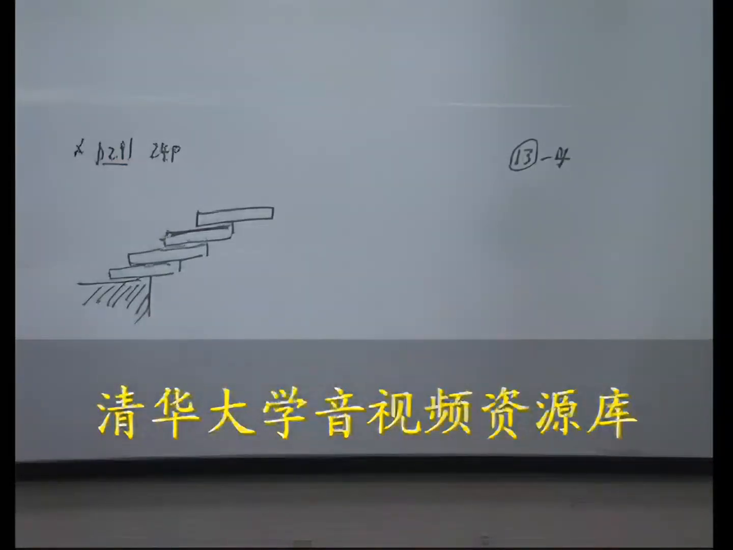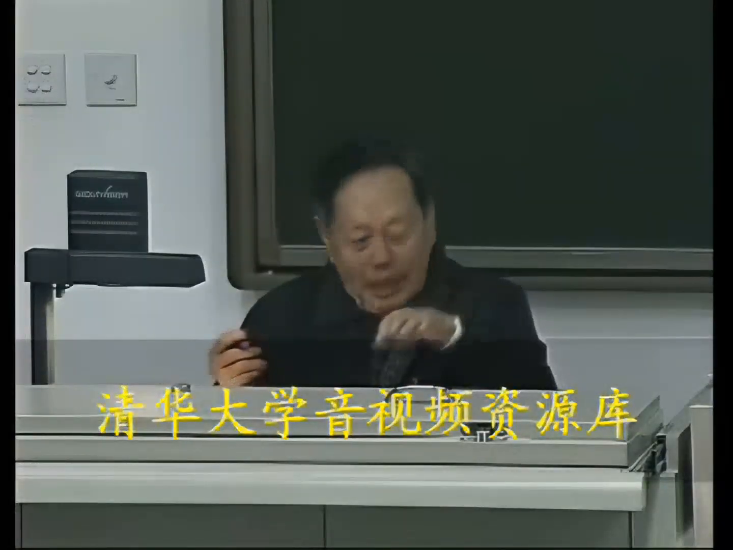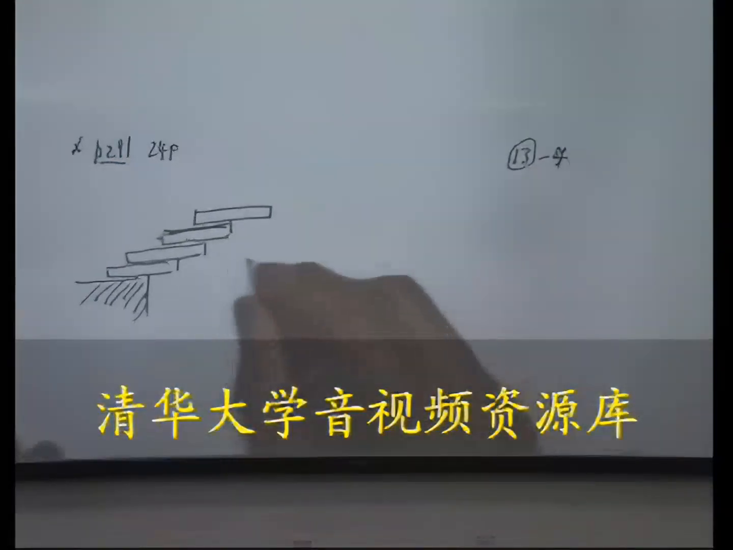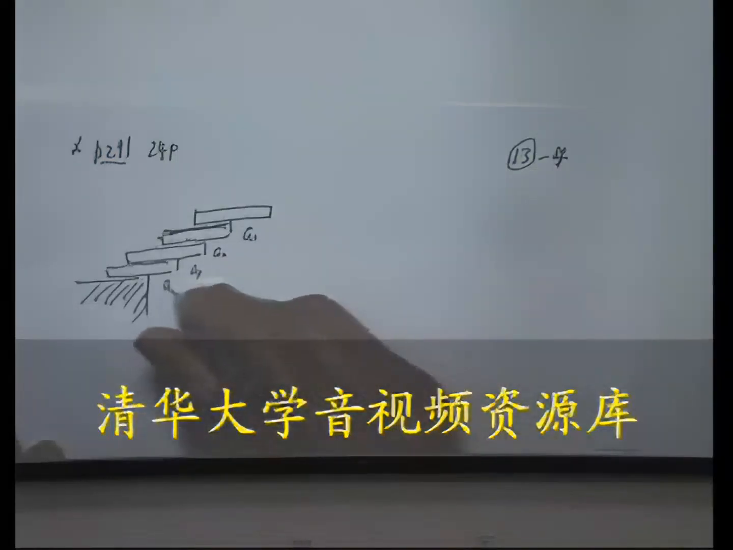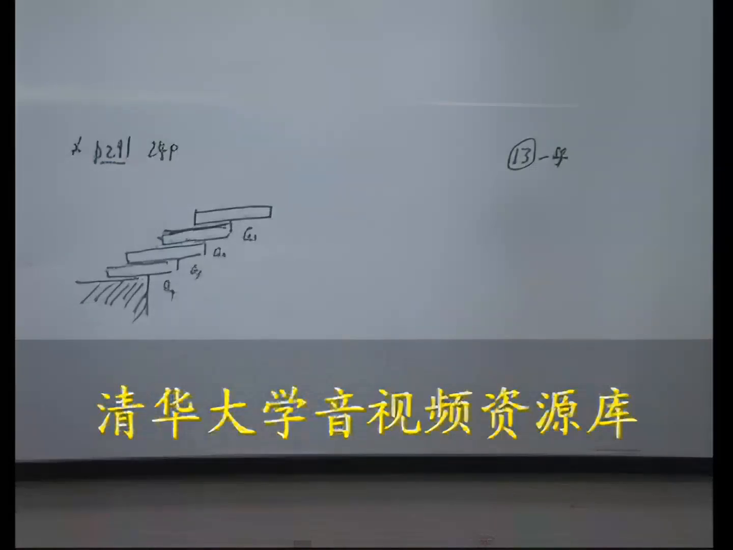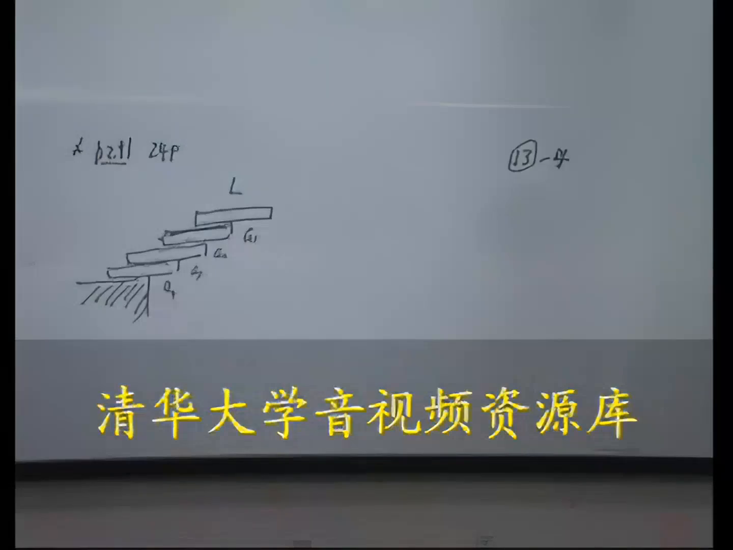It's a series of 4 blocks of the same length. They are each of them uniform, and you put them at the edge of the table. And the question is, you try to make them as far away from the table as possible. So this is called A1, A2, A3, A4. You want to make each of them as large as possible. The question is, what if the total length is L? What are the values of A1, A2, A3, A4?